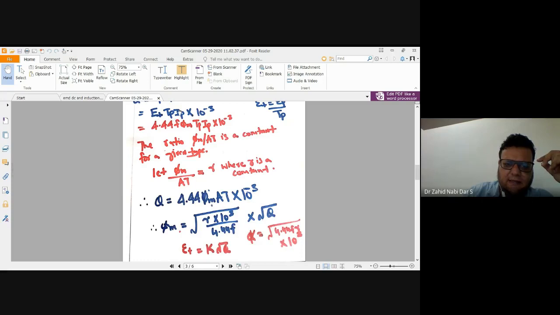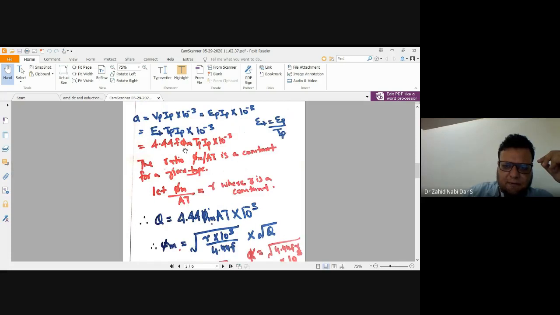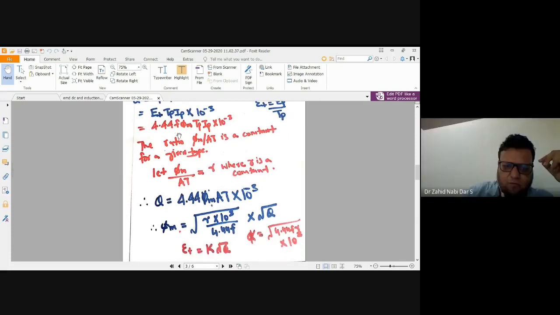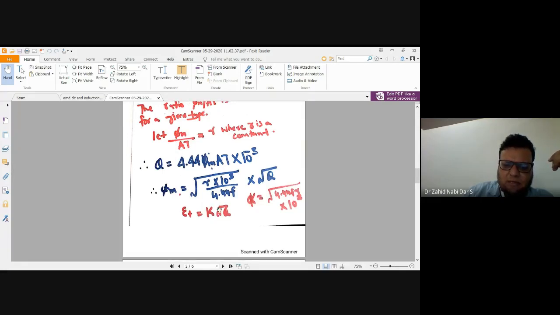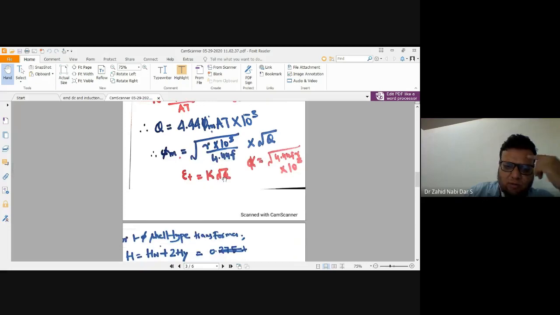Here ET was equal to TP into IP in 10 power minus 3. So here you replace this EP by TP. So this was 4.44 FIM TPPB into 10 power minus 3. So the ratio of IM by AT is a constant for a given type. This equation also we have seen in the class, that is your specific magnetic loading to specific electrical loading, which was reduced into K root Q. We have done one problem also on this.